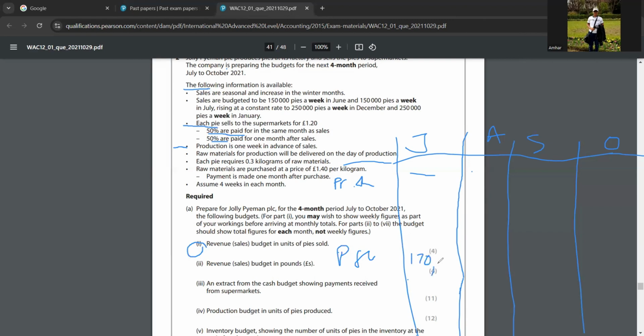Okay. So this will be 170,000. This will be 190. And then this will be 210,000. Now look at, you have your answers, right? A part first one. Okay. So October is 210,000. So that October value you're taking it in September itself. Because production is 1 week in advance for sale. So now for October, what you will do? You will take the November's value. Did you understand that?